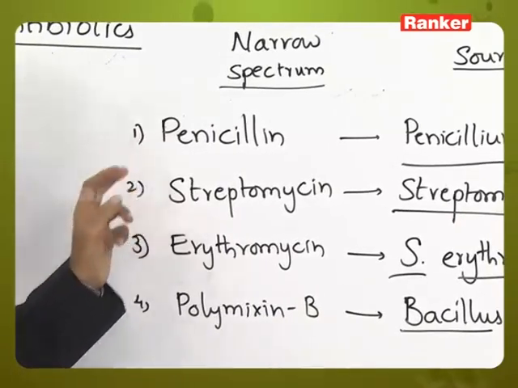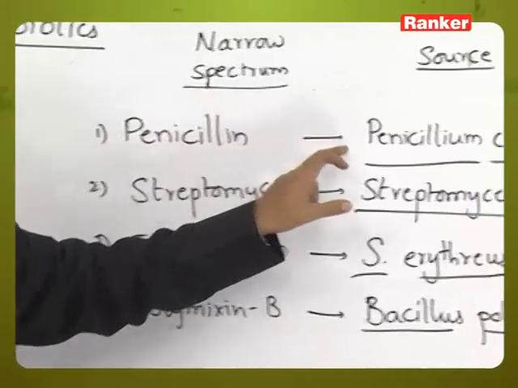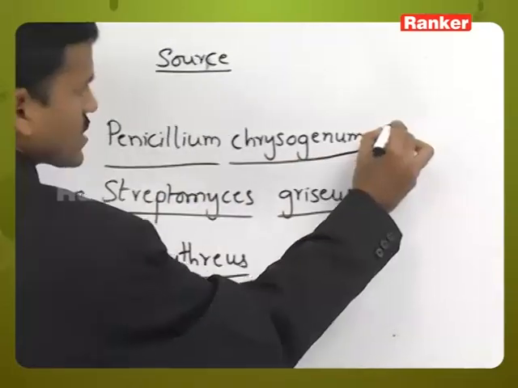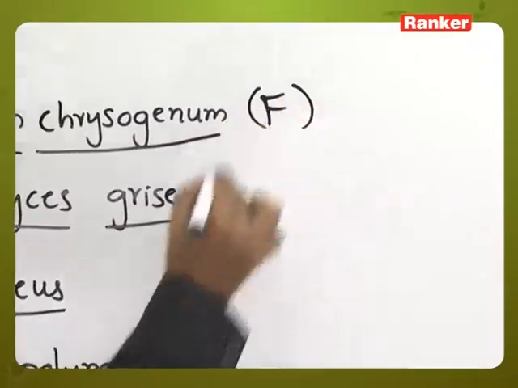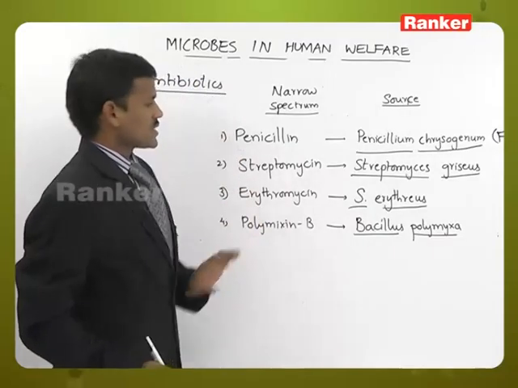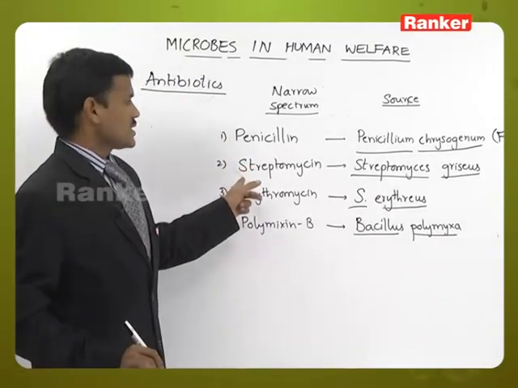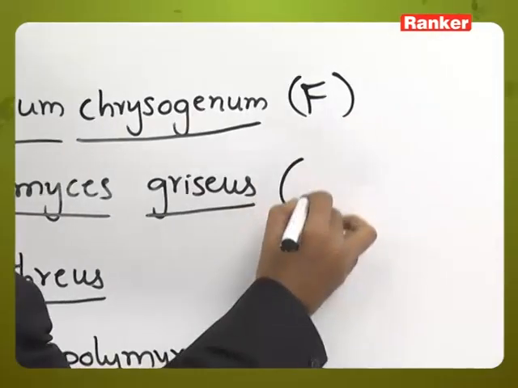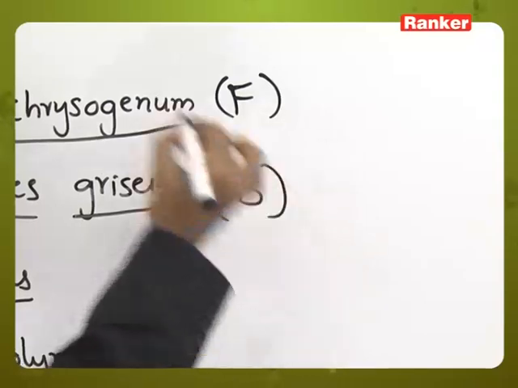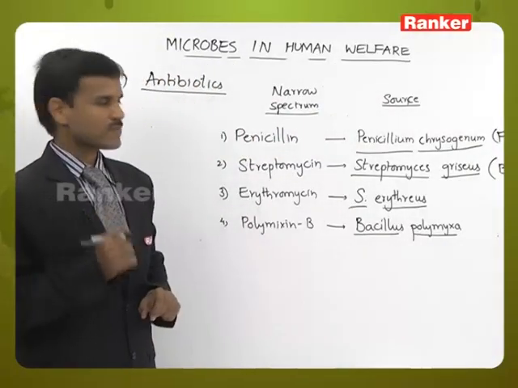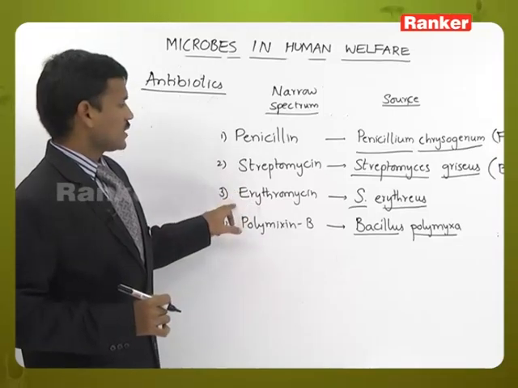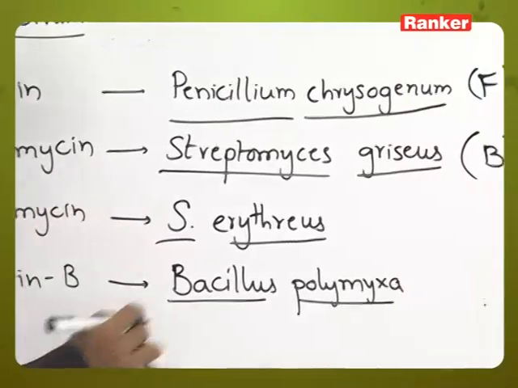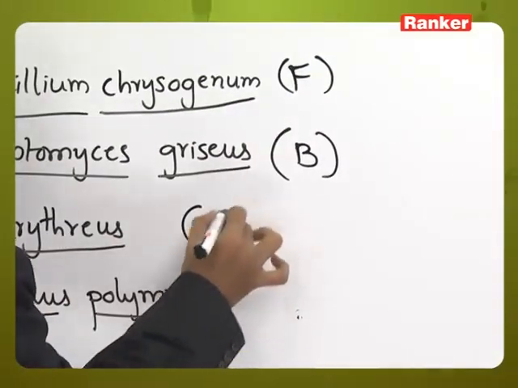Penicillin, as we already discussed, is extracted from Penicillium notatum or Penicillium chrysogenum. It is a fungus. Next, streptomycin is extracted from Streptomyces griseus, an actinomycetes bacterium. Next, erythromycin is extracted from Streptomyces erythraeus. It is also an actinomycetes bacterium.